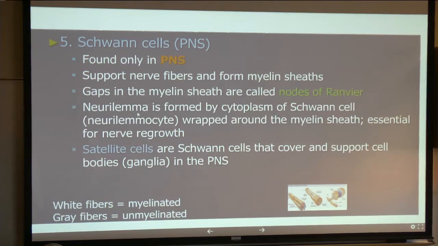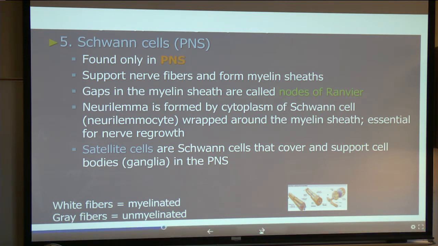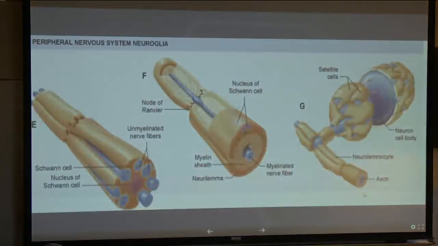Neurolemma is basically what you have when you wrap that cytoplasm all the way around. The Schwann cell is sometimes called the neurolemmacyte, which we saw in this picture right here. That's going to wrap around the fibers or the axons, and the satellite cell is what attaches to the body.